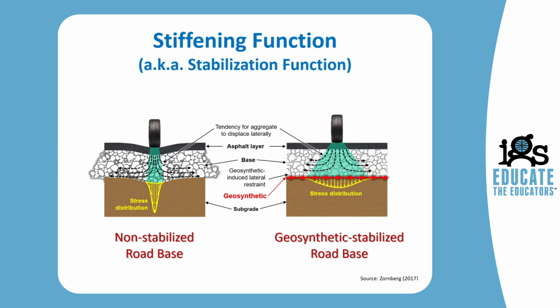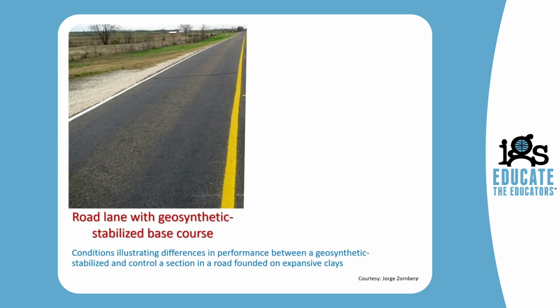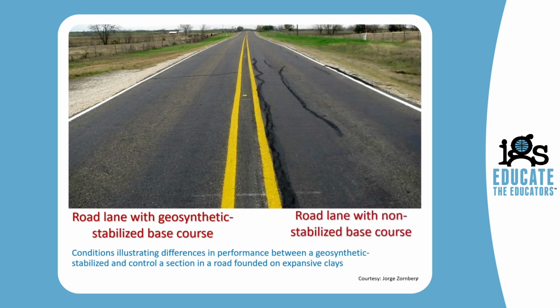Seeing is believing, so here we have a road lane with a geosynthetic stabilized base course. This is in a road in Texas. What I'm not showing you is this other half of the road, and here we have the two lanes, very different performance. The two lanes have the same soils, the same weather conditions, very similar traffic, the same structural package of the road. The one difference is that one lane has a geosynthetic stabilization, the other does not, and you can clearly see the difference.